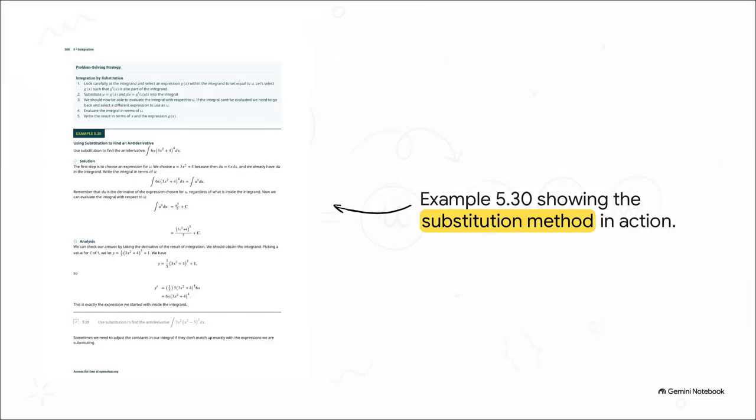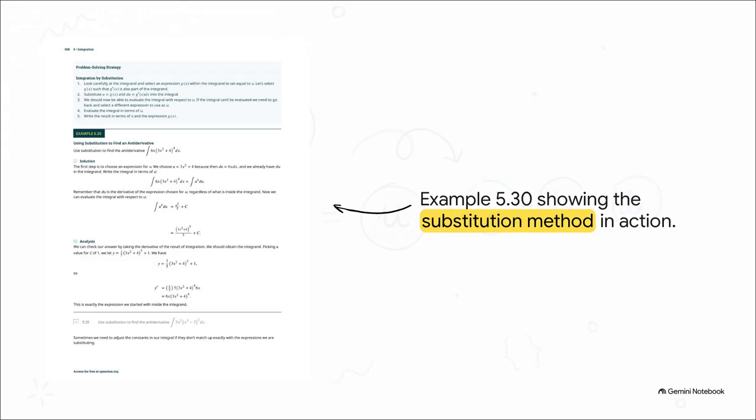Taking a look at example 5.30, you can see these 5 steps working flawlessly. We're integrating 6x times the quantity 3x squared plus 4 raised to the 4th power. Step 1, we isolate that inner term, the 3x squared plus 4, and set it as our u. Now, the derivative of that is 6x dx, which, wouldn't you know it, perfectly matches the rest of our equation.